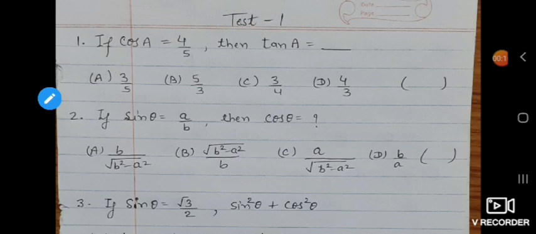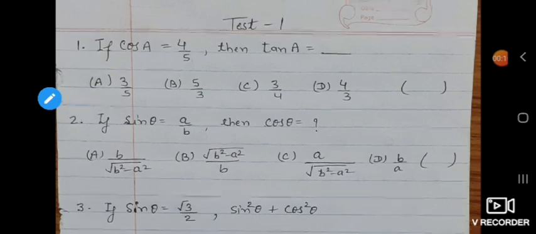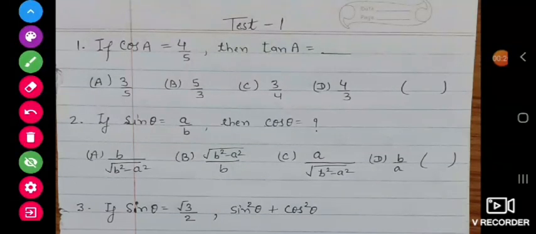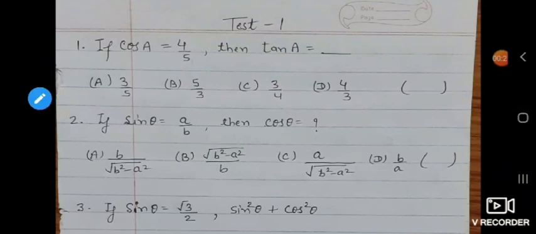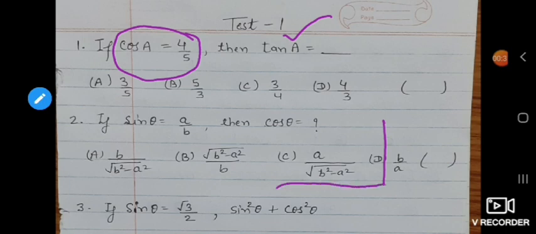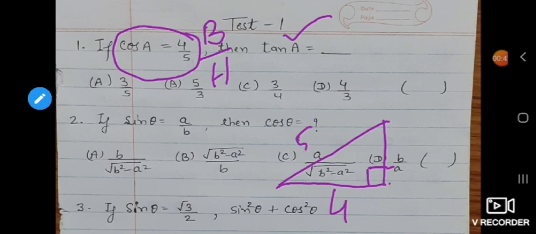First question: if cos A is equal to 4 upon 5, you have to find tan A. If cos A is 4 upon 5, what is the meaning? Roughly, we can draw a triangle. This is base upon hypotenuse, no? So base is 4, hypotenuse is 5. Then what will be the perpendicular?